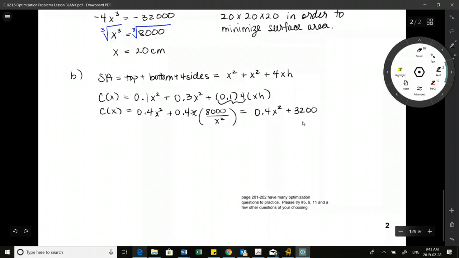And one of these x's will cancel with one of these x's, and maybe we'll bring that to the top again so that we can find the derivative more easily. Okay, derivative. We'll do c prime at x.